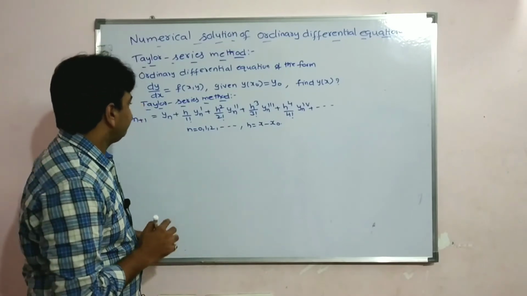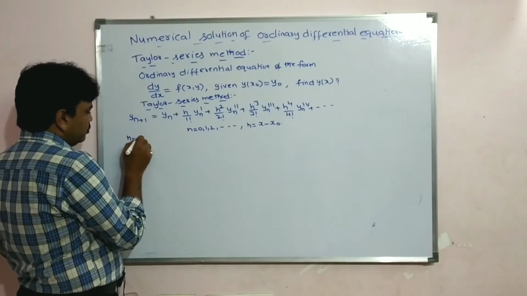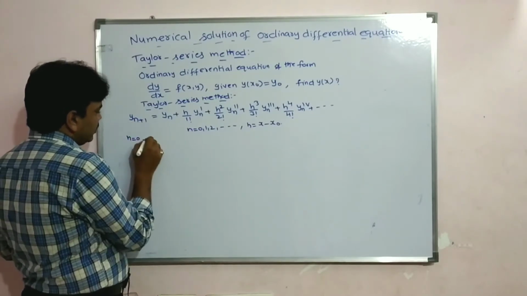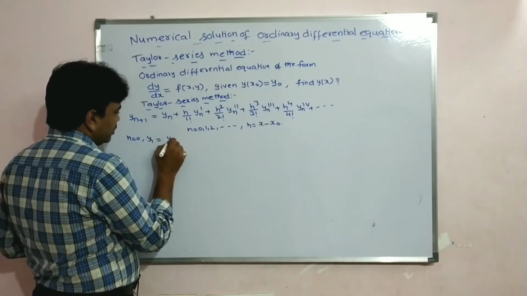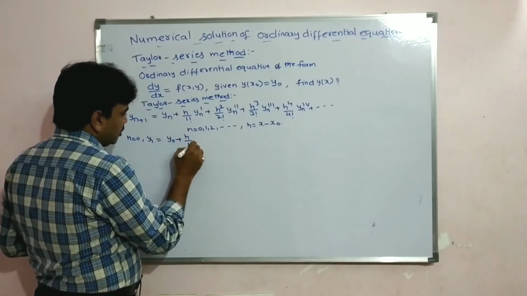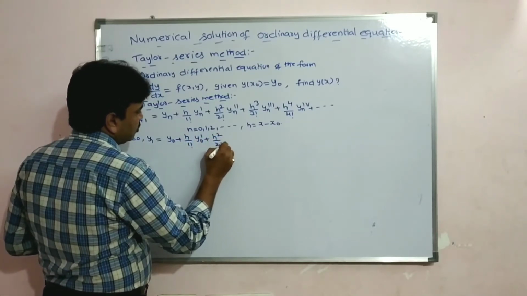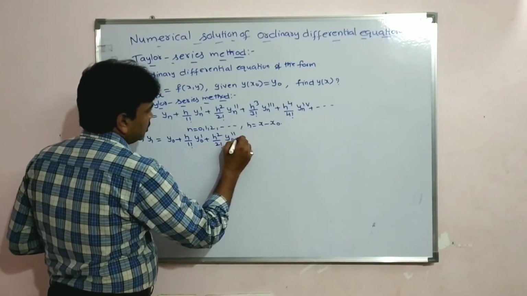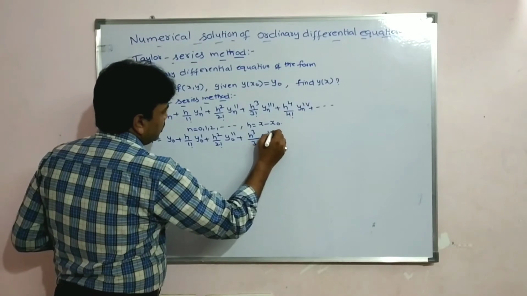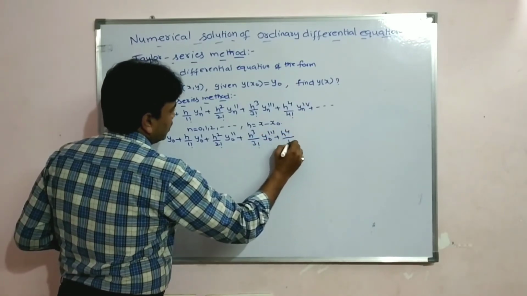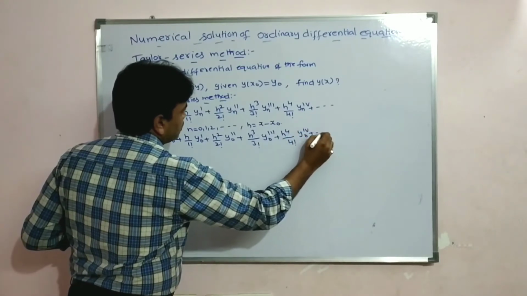I want to substitute n is equal to 0 here. We get y1 is equal to, n value is 0, so y naught plus h by 1 factorial into y naught dash plus h square upon 2 factorial into y naught double dash plus h cube upon 3 factorial into y naught triple dash plus h power 4 by 4 factorial into y naught power 4 plus and so on.